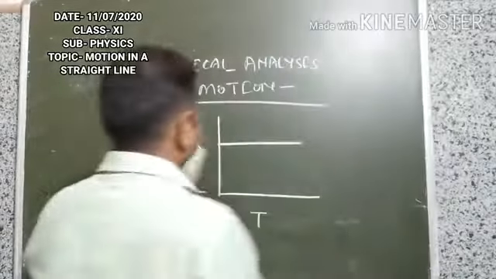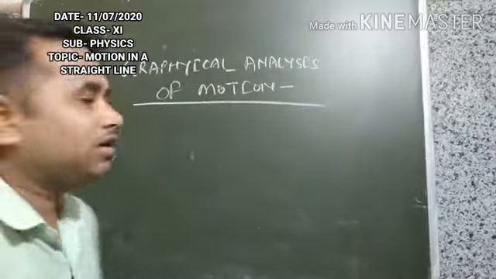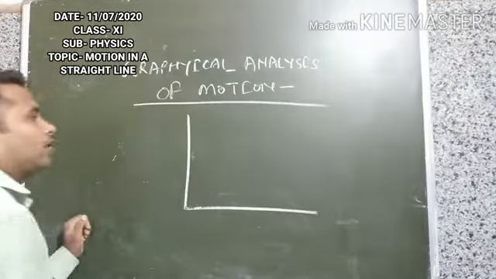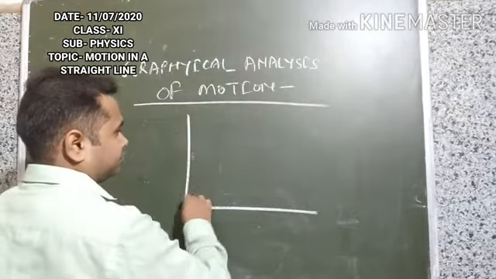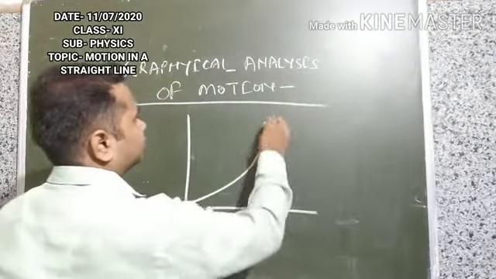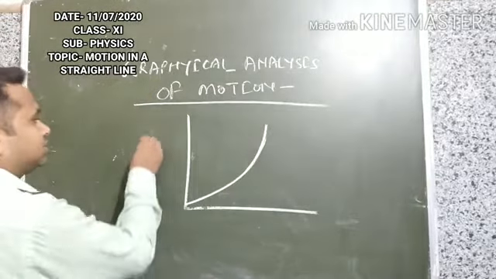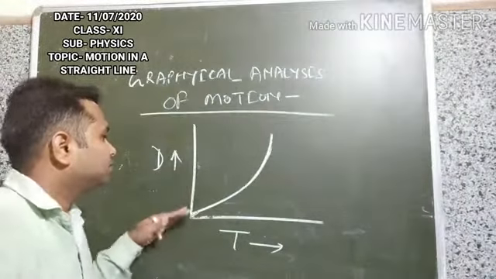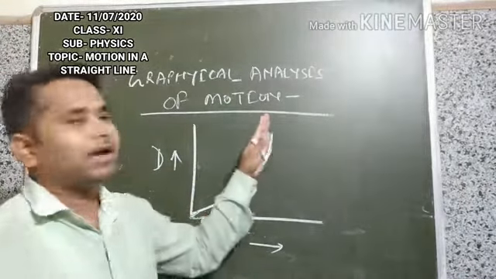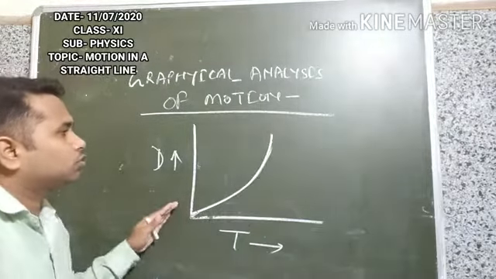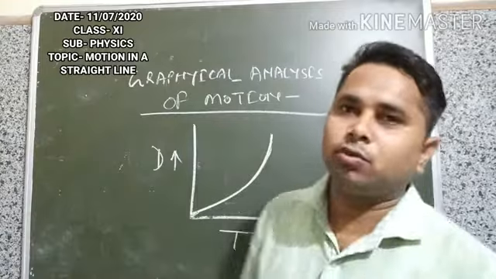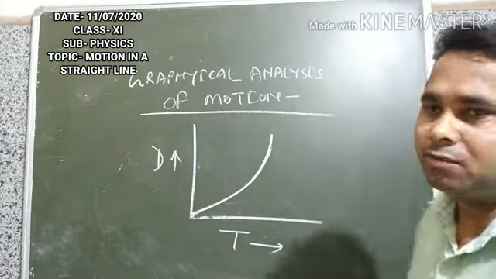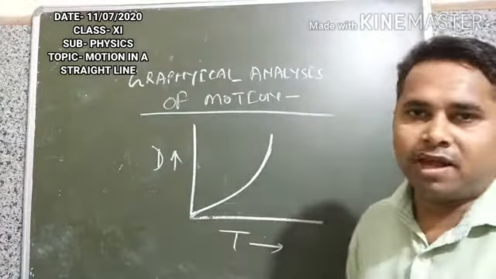Now next, see, next point in this graphical analysis of motion. Suppose this is one more position time or distance time graph. In this graph, the graph line obtained is parabolic in shape, and this parabolic shape shows the motion is uniformly accelerated motion. So remember one thing, in the position time graph for uniformly accelerated motion, the graph obtained is parabolic.